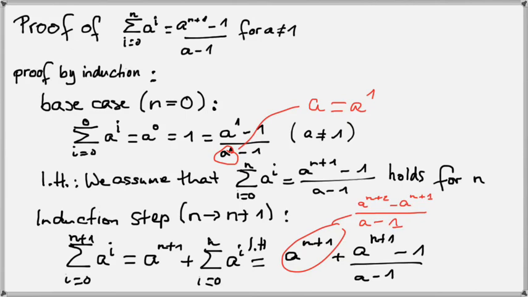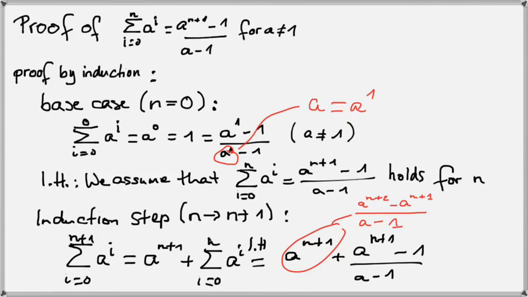We started with the left hand side, and we wanted to get the right hand side. We don't quite have it yet, because the right hand side should be a to the n plus 2 minus 1 divided by a minus 1. To get this, we first make sure that all of our terms have the same denominator. I want a to the n plus 1 to also have the denominator a minus 1, so I need to multiply by a minus 1. a to the n plus 1 multiplied with a minus 1 is a times a to the n plus 1, which is a to the n plus 2, minus 1 times a to the n plus 1, which is simply minus a to the n plus 1.